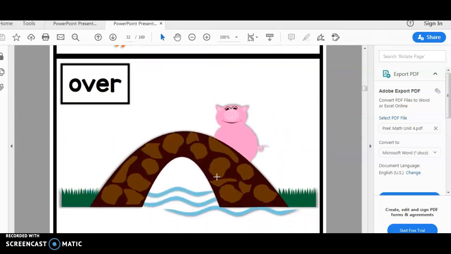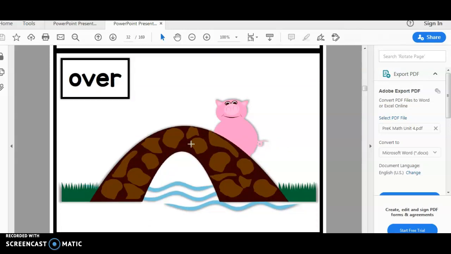Okay, look at this pig. Now he's over the bridge or over the lake. See? He's over it.